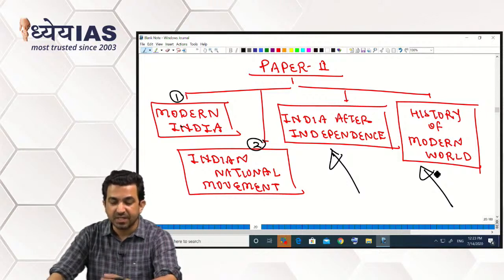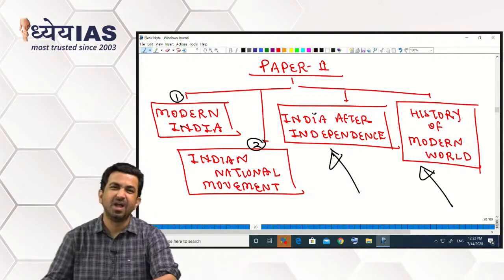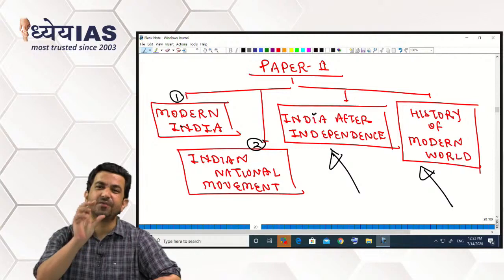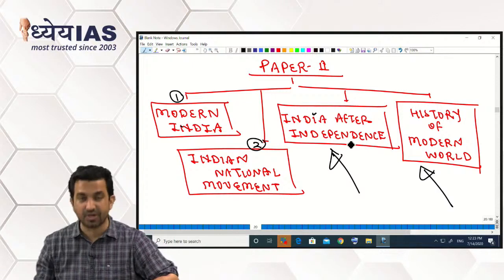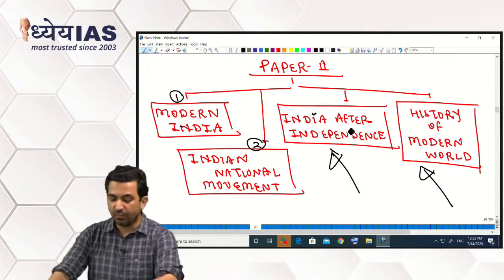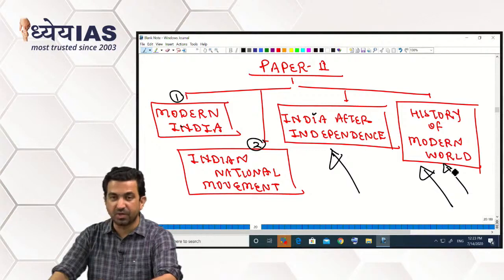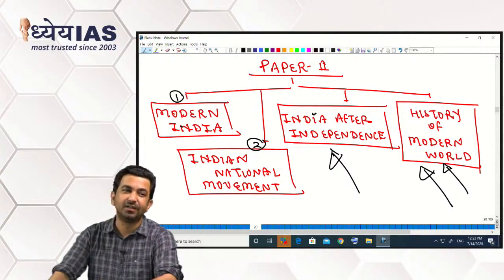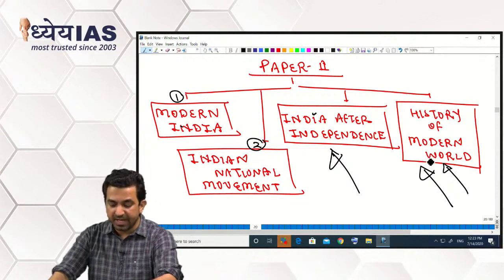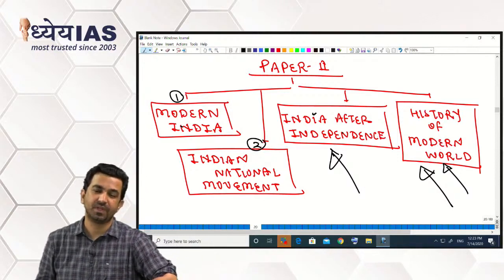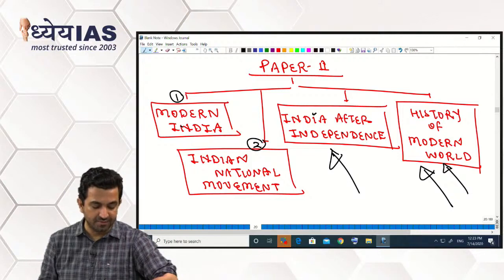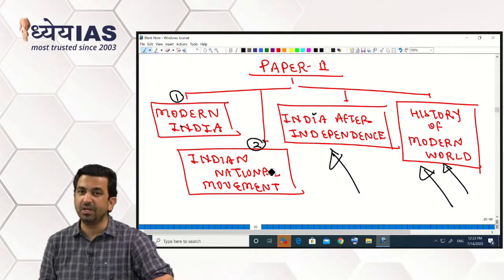So I will be discussing the analysis of the syllabus of India after independence. India after independence is a very brief section, and it takes not more than 7 or 8 lectures to cover. While discussing important topics of world history will take 15 or 16 lectures, 20 to 22 lectures for India after independence and history of the modern world, and 42 to 45 lectures for modern India and the Indian national movement.